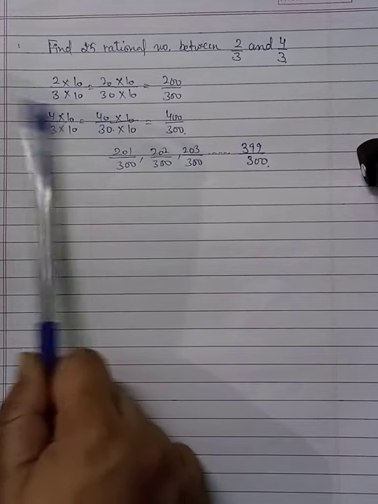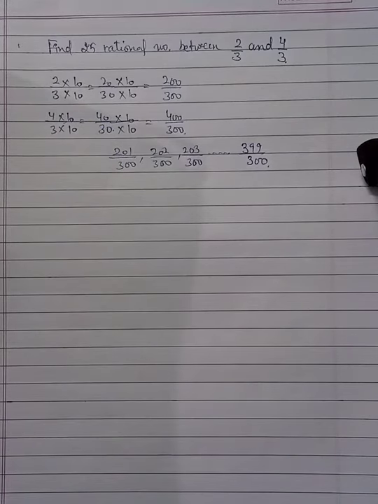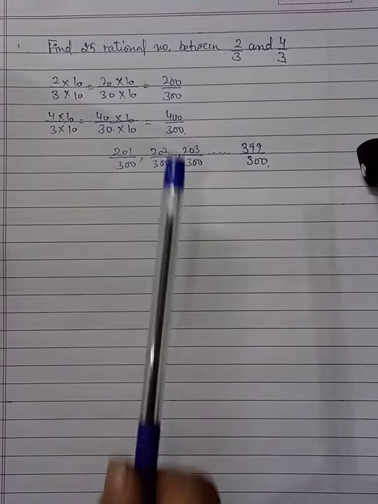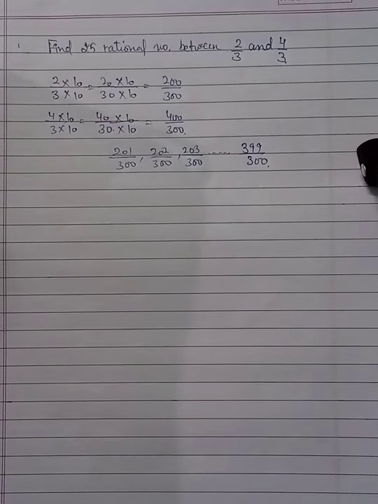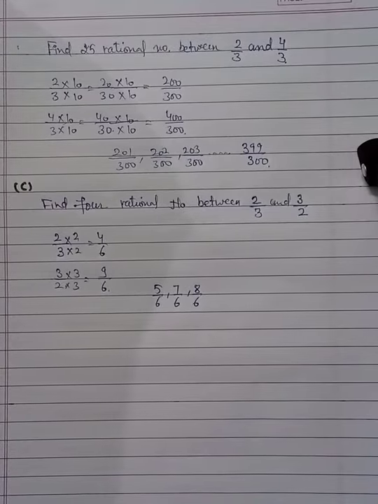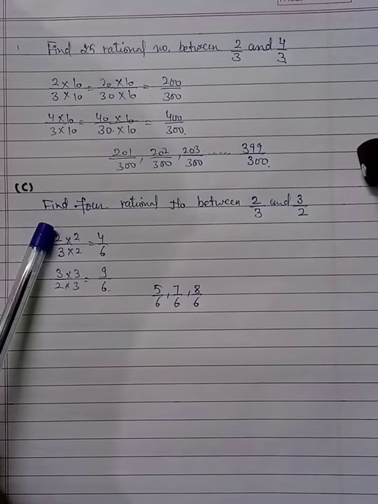I have to repeat the same step and again multiply it by 10. So my result will become 200 upon 300 and 400 upon 300. So we can get the desired answer now. If you find this type of problem, you just multiply once again by 10 to get relief from that problem.